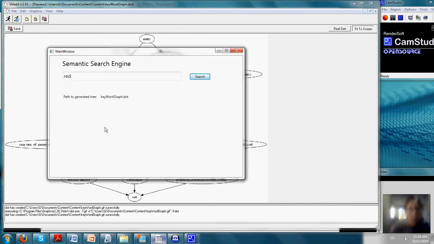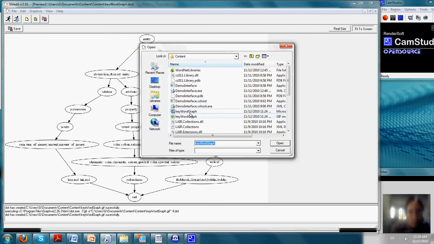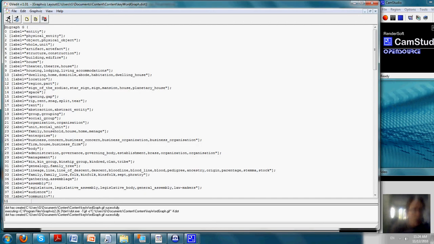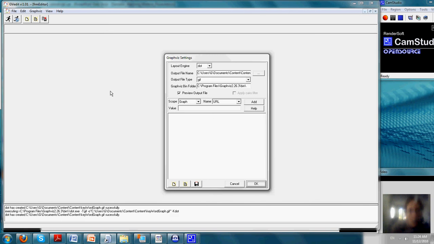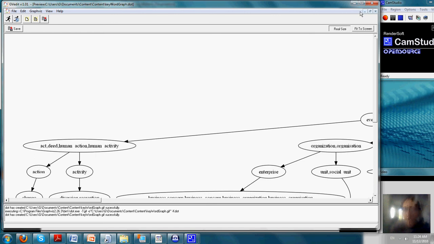Let's look at a more complex query. How about house for rent? We'll search that, go to the viewer, navigate to the file, and look at the visual representation. And here we have our more complex query tree.